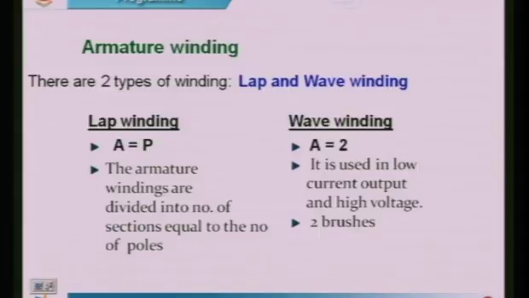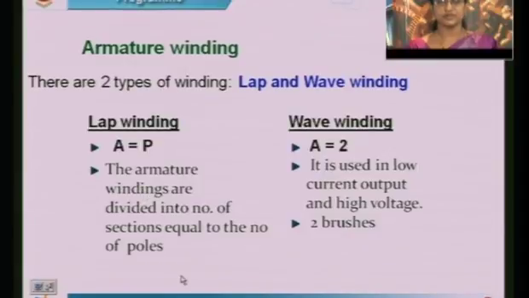Now, see this, in case of lap winding A is equal to P, the armature windings are divided into a number of sections equal to the number of poles. In case of wave winding, it is used in low current and high voltage applications, and the brushes used are 2.